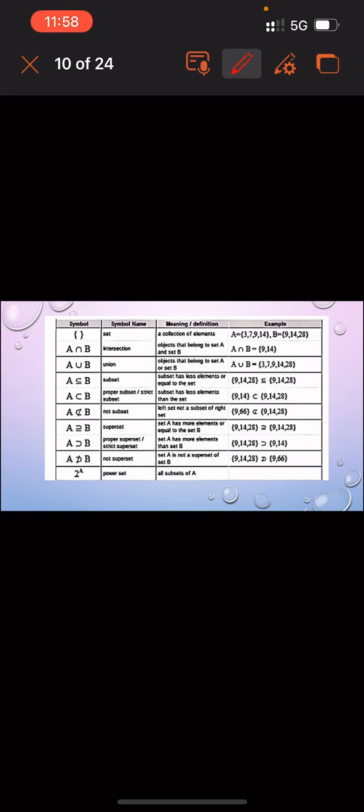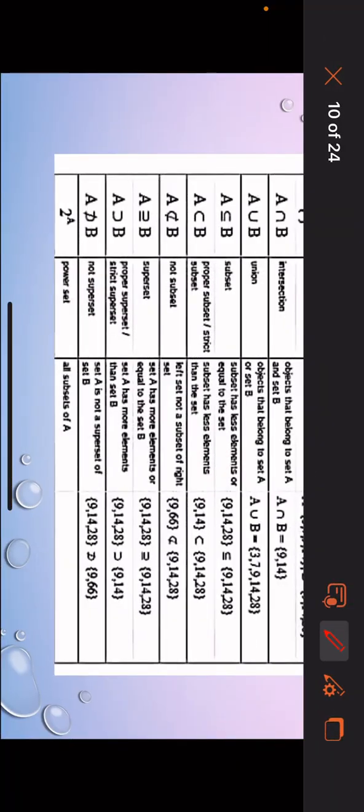These examples are given here. In the first, this first symbol represents the null set. Null set means empty curly brackets. Inside the curly brackets we don't have any numbers or elements. Then that set is called the empty set. And then intersection: see here, the common elements are 9 and 14 only. For union we write all the elements inside A and B.